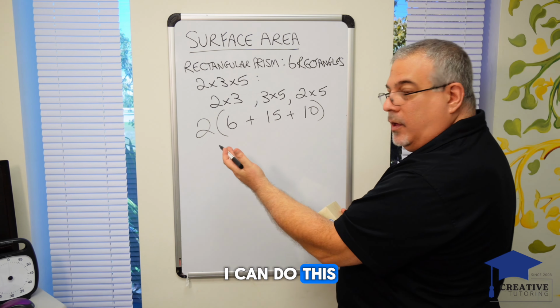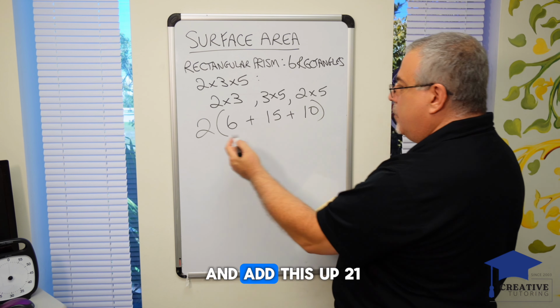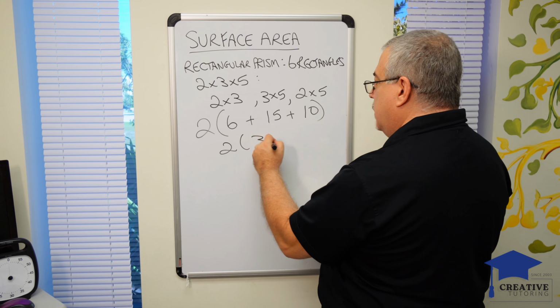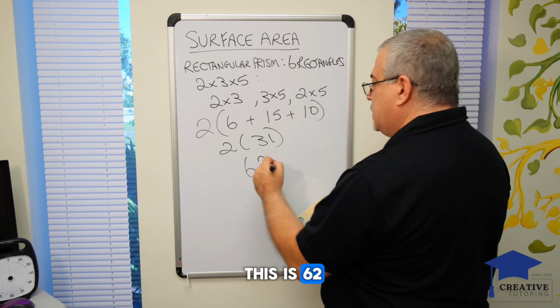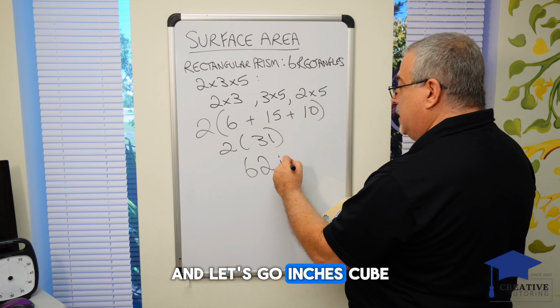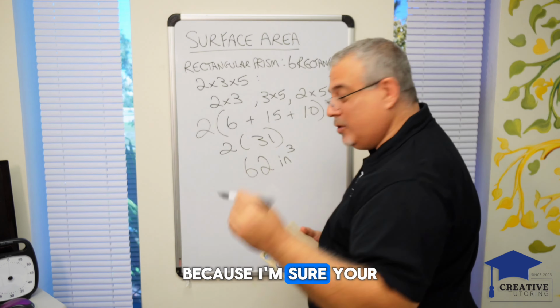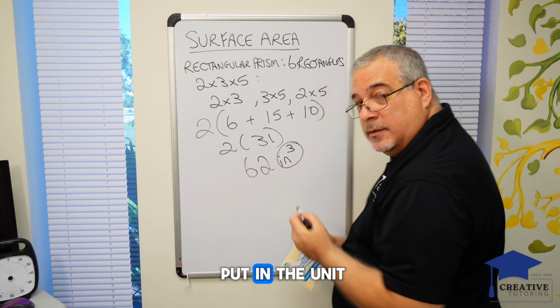And if you come up with all this and add this up, 2 times 13 plus 2 times 31, so the surface area of this is 62, and let's go inches squared, because I'm sure your teacher wants you to put in the unit of measure.